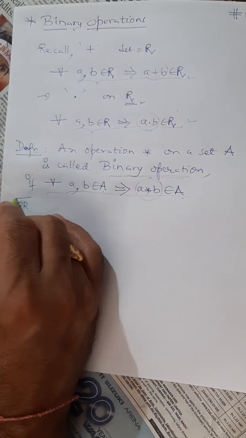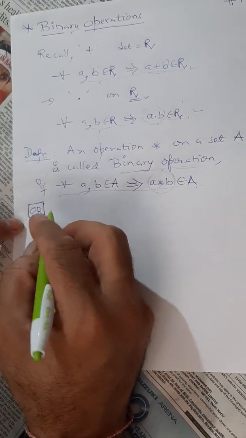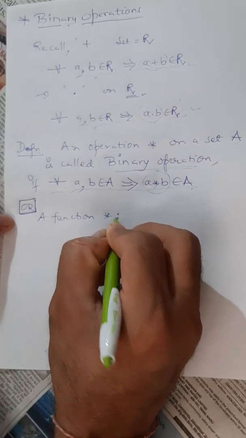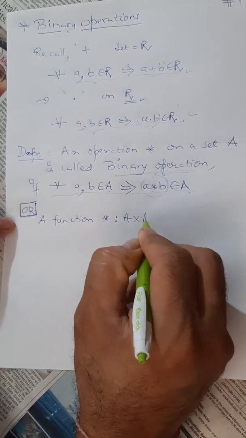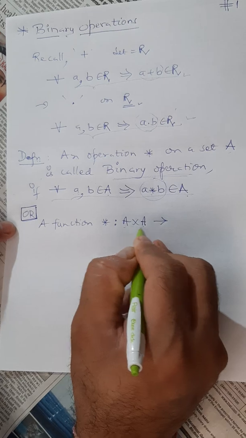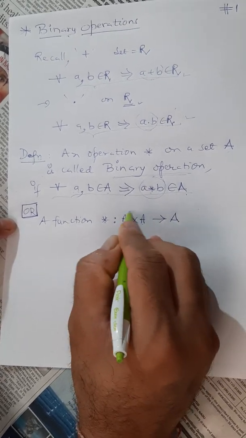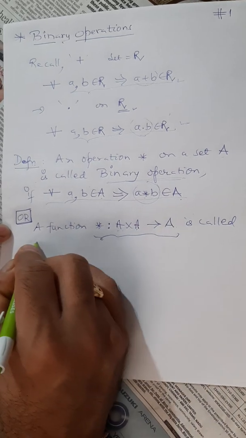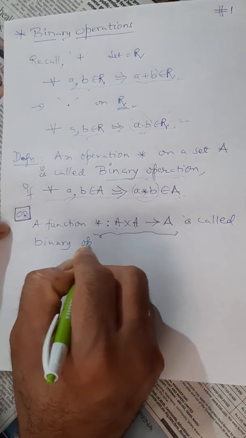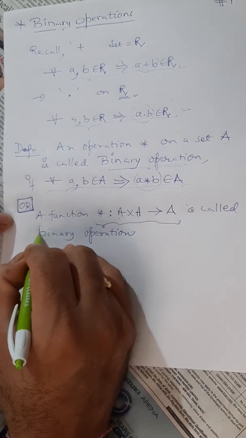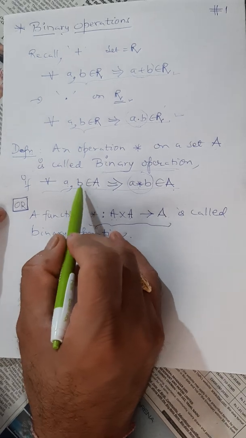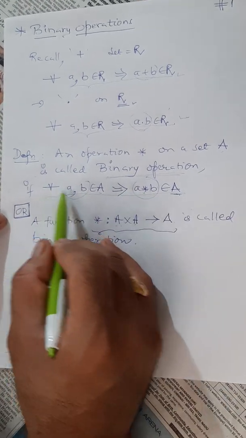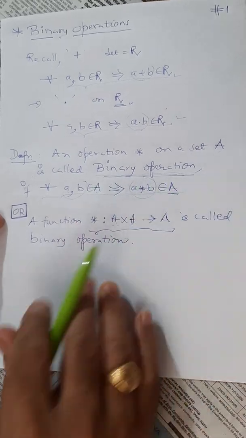Now this sometimes can be written in terms of a function. So alternatively, a function. So here asterisk, how many members are you taking? Two. So A cross A, that means you have taken two members. If you apply this, then the resultant member must be in A only, the image must be in A only. So a function from A cross A to A is called a binary operation. This is just an alternative way of defining a binary operation. What is the important thing you need to remember is this: pick up two members from the set, apply the operation, the resultant member must be in the same set for every two members, then this asterisk is called a binary operation, as I explained here.